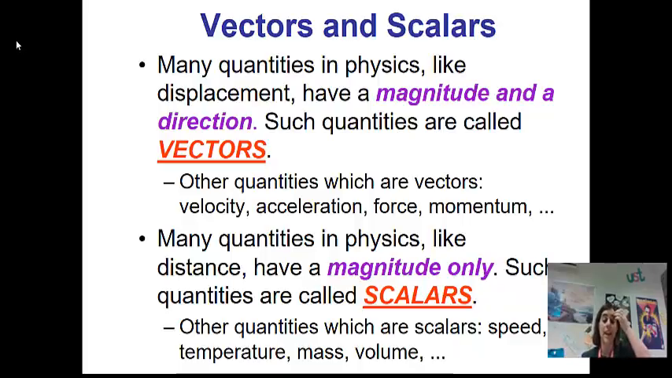Vectors have both magnitude and direction, so they can be positive or negative. Scalars are only going to have magnitude. They're always going to be positive. So vector examples that we see here: velocity, acceleration, force, momentum. You know torque now. You know angular momentum. Scalars: speed, temperature, mass, volume, moment of inertia, energy. Those are all going to be scalars.